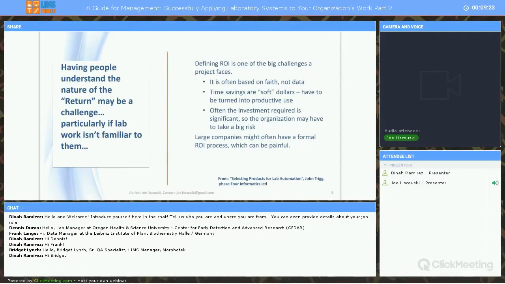Time savings are soft dollars. They have to be turned into productive use. If you free up people's time, what are they going to do with it? And will they need more education to get that work done?